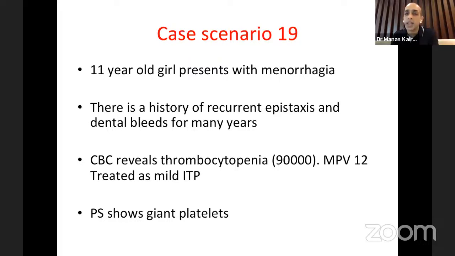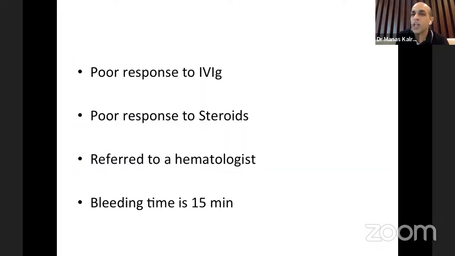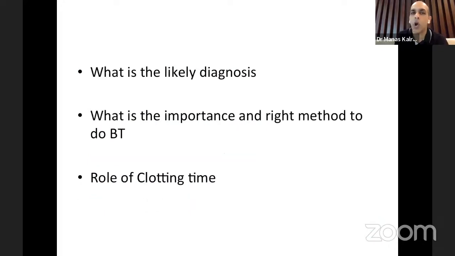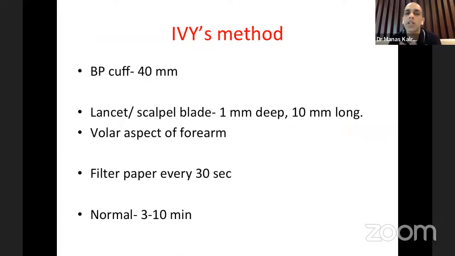The mean platelet volume is high, I agree, but with the 90,000 platelet count, why is this patient bleeding again and again? That should not happen. You will bleed a lot only if the platelet count is really, really low. The peripheral smear did show giant platelets. All giant platelets are not ITP. In this particular case, we saw giant platelets, but the platelets were not very low. There was a history of being treated like ITP. The bleeding time was really, really prolonged. And we did platelet function analysis. And this child's diagnosis was Bernard-Soulier syndrome.